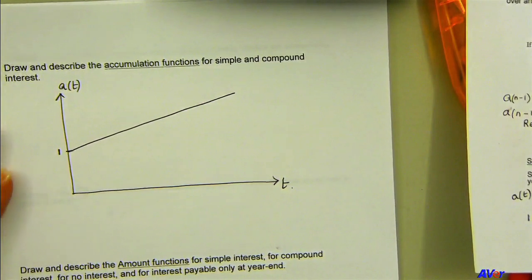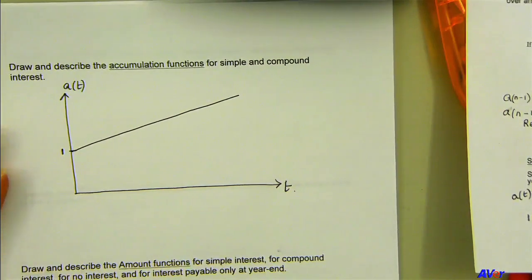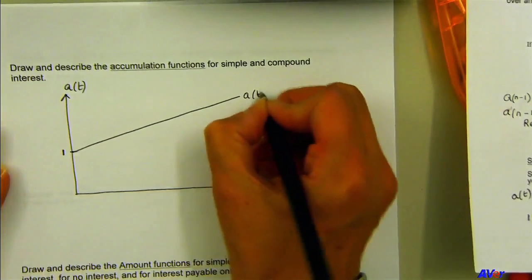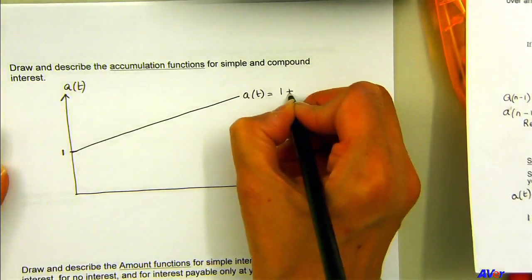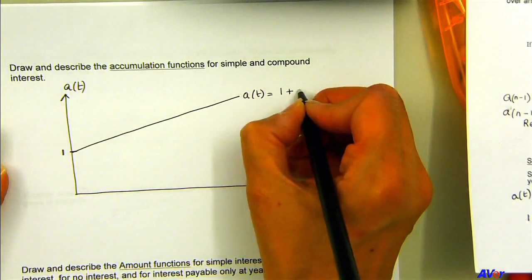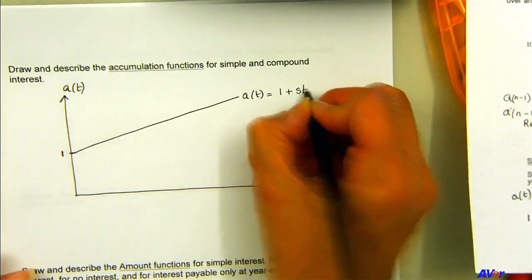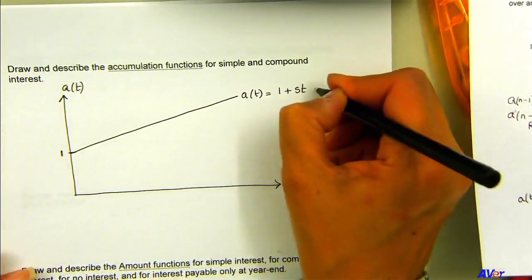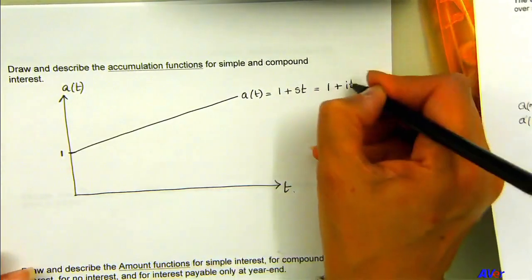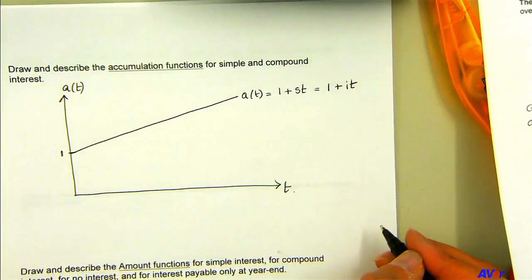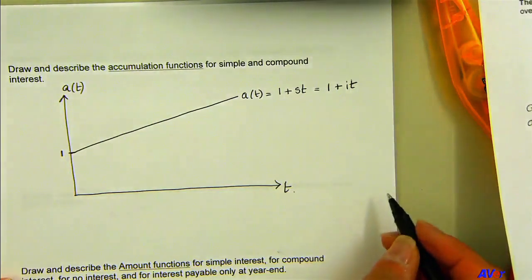So this is A of t equals what? What's the function? 1 plus what? 1 plus it, or 1 plus st. Doesn't matter what you call it, right? 1 plus it equals 1 plus st. I'm calling it s because I want to show that it's simple interest. Okay, what about compound interest? Exponential. Exponential, thank you. Like so.